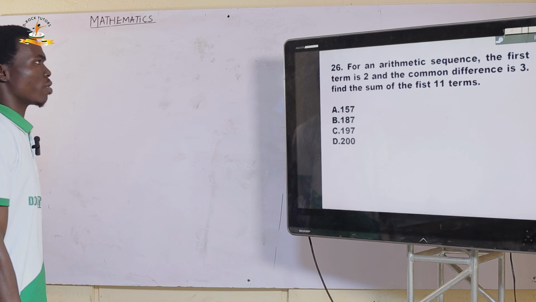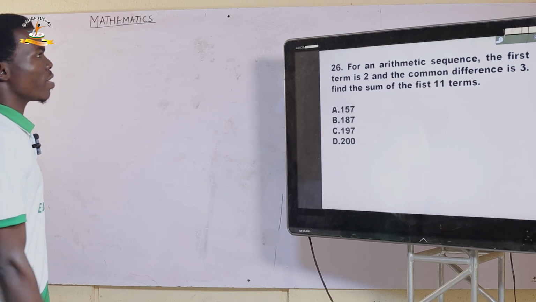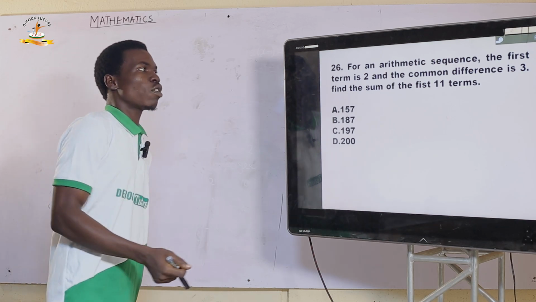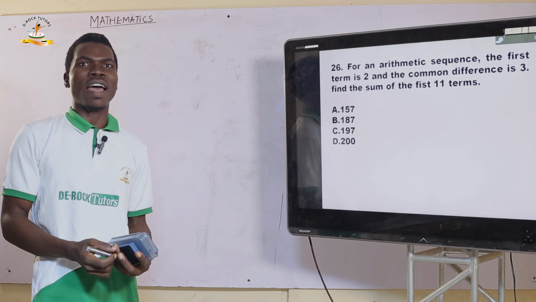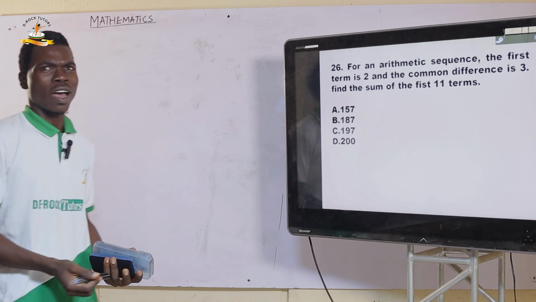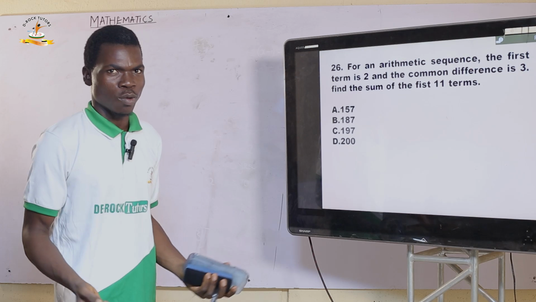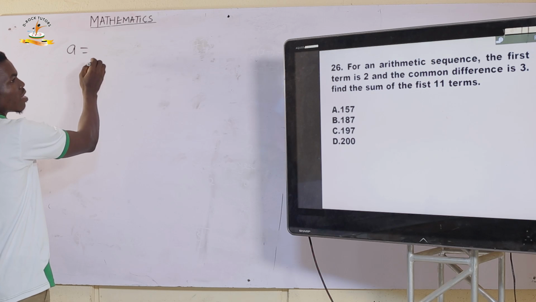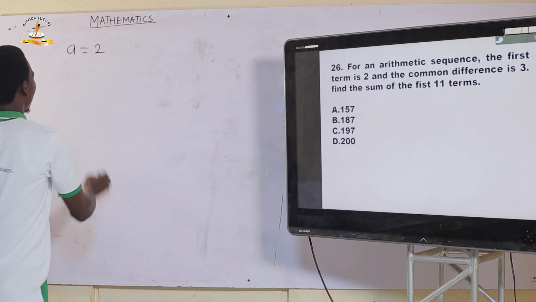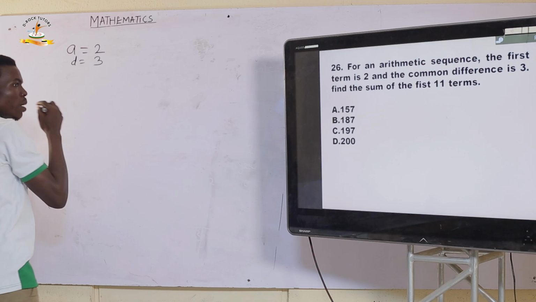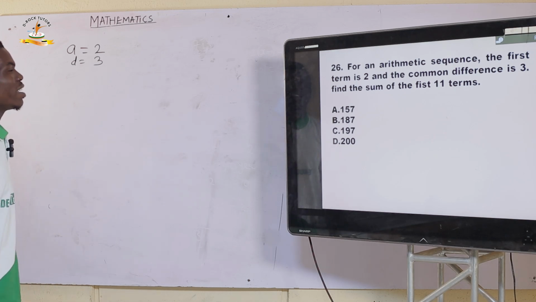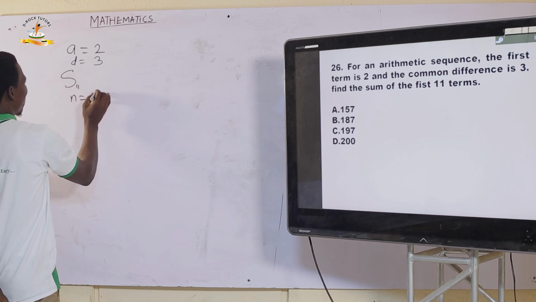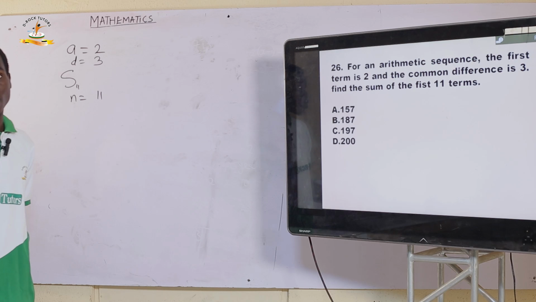Alright, so question 26 is here for us. Let's read through the question. For an arithmetic sequence, the first term is 2 and the common difference is 3. Find the sum of the first 11 terms. So we have an arithmetic sequence, which you also know as arithmetic progression, an AP. So we're told that the first term, which is a, is given as 2, and the common difference, which is d, is given as 3. So we're to look for the sum of the first 11 terms. It means here n is going to be 11.